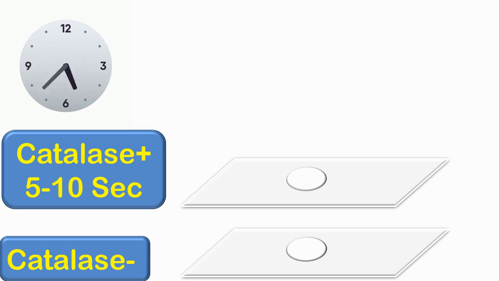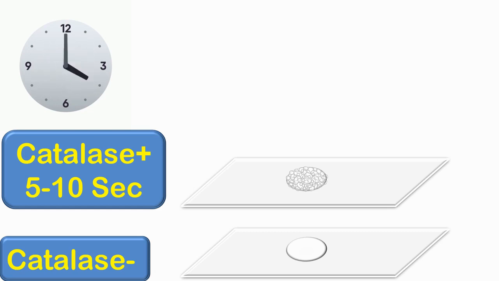The rapid and sustained appearance of bubbles or effervescence within 5 to 10 seconds constitutes a positive test. In a catalase negative organism, there will be no bubbles or only a few scattered bubbles. Because some bacteria possess enzymes other than catalase that can decompose hydrogen peroxide, a few tiny bubbles forming after 20 to 30 seconds is not considered a positive test.